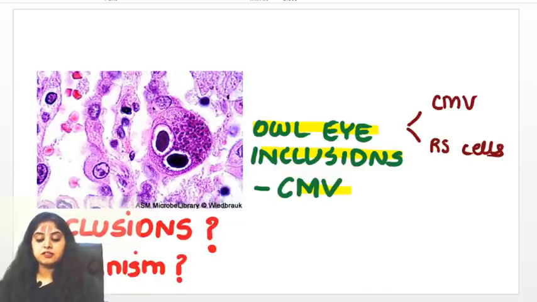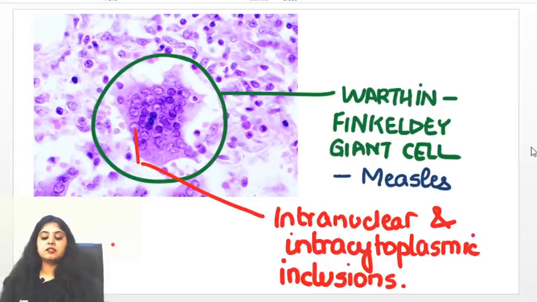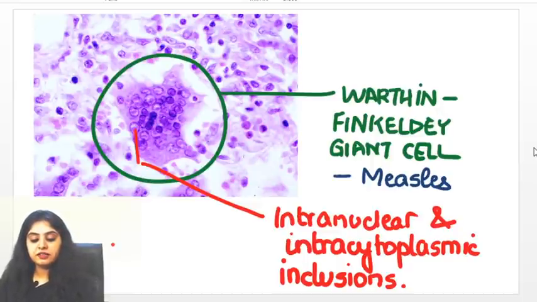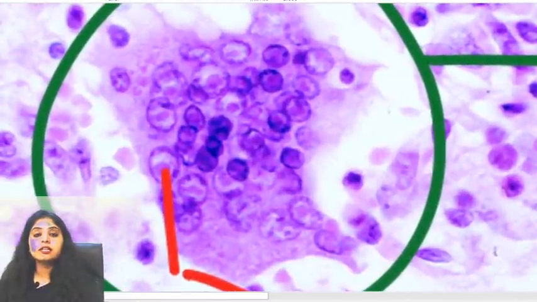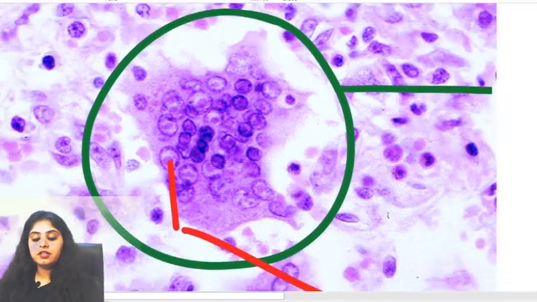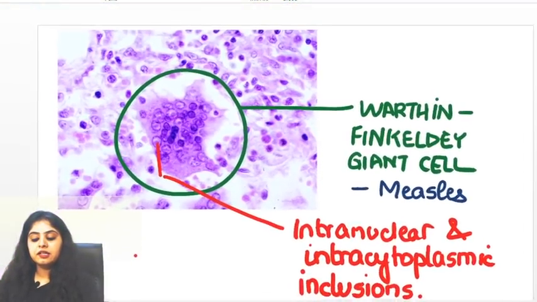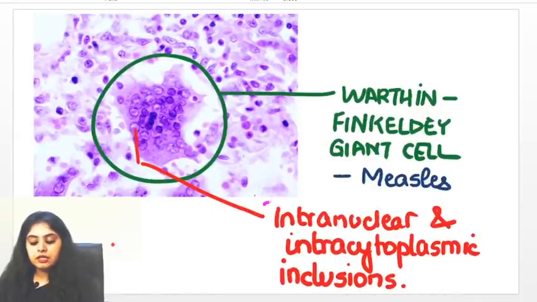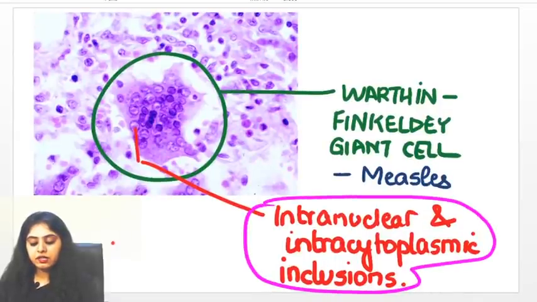So very characteristic. The next one, and an expected one, shows you these Warthin-Finkeldey giant cells. So if I can zoom into this, can you appreciate the Warthin-Finkeldey giant cell? Can you see every nucleus has a pink color dot? Yes, every nucleus has a pink color dot. So can I say it is going to show me both intranuclear and intracytoplasmic inclusions? It shows both intranuclear and intracytoplasmic inclusions.